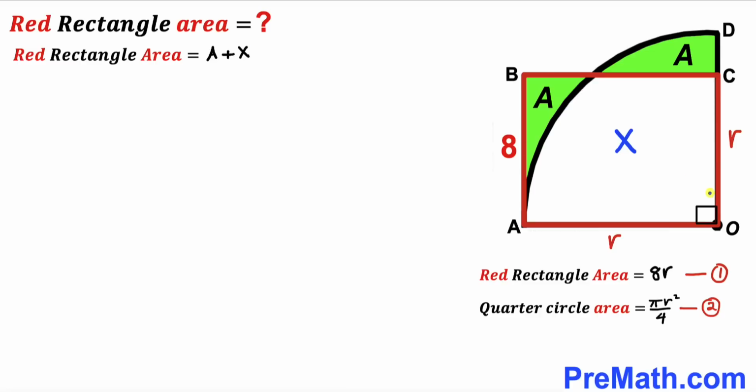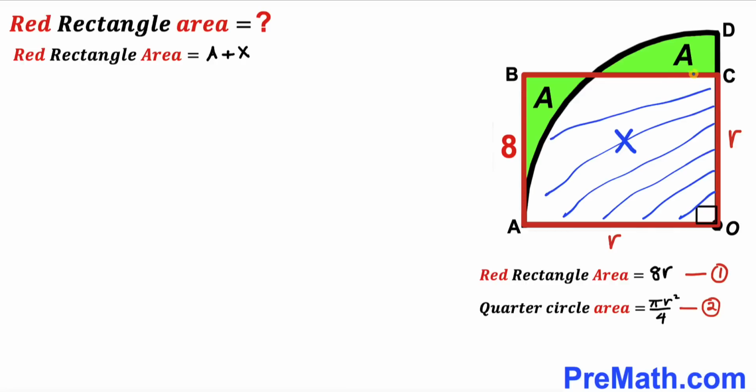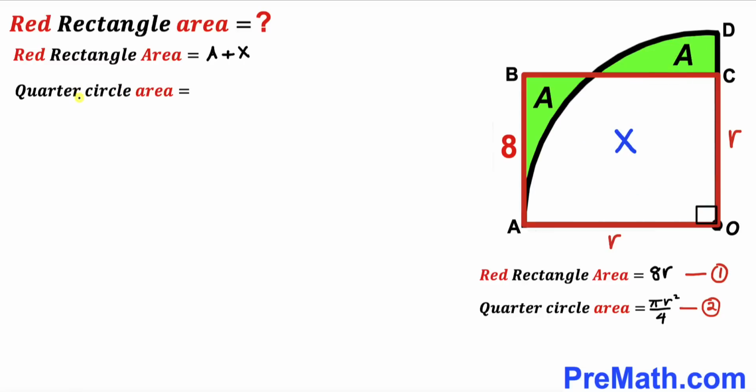Here's our next step. Let's focus now on this quarter circle. The whole quarter circle area is equal to the sum of this white area x plus this area uppercase A. So the area of this quarter circle in terms of A and x can be written as A plus x as well. This area plus this area combined.